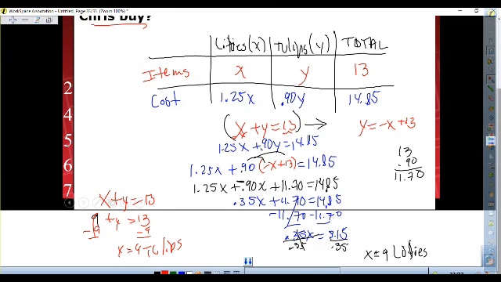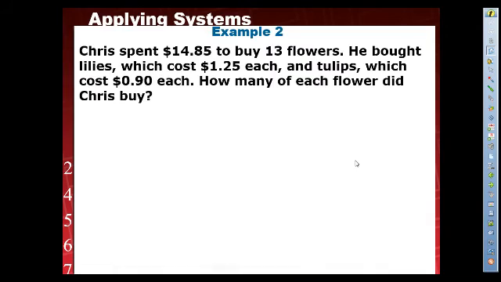Once you have your system, how many methods do you have to solve? 3. You could use whatever method. I'm going to give you the option of using any method. That's the purpose of you learning all these methods, to use the easiest one. Okay? Here we go. Look at this next one.